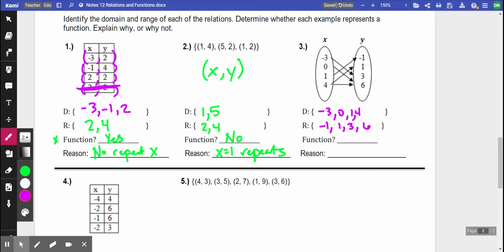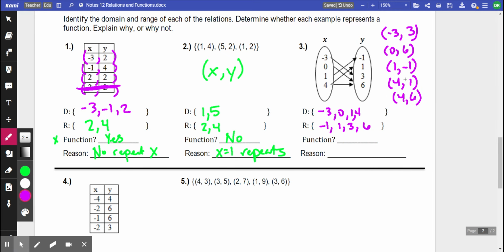Now we need to tell, is this a function? So notice how -3 gets paired with 3. If you want to, you can make your list of ordered pairs off to the side. -3 gets paired with 3. 0 gets paired with 6. There's an arrow going from 1 to -1. So 1, -1 forms an ordered pair. And then we have 4 that goes to 1. But we also have an arrow going from 4 to 6.